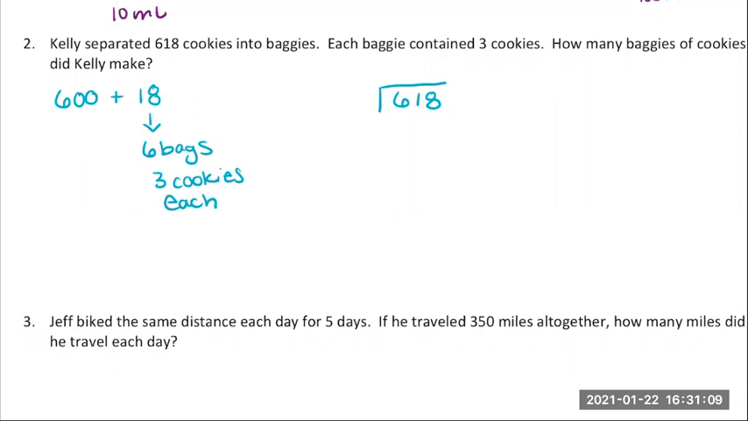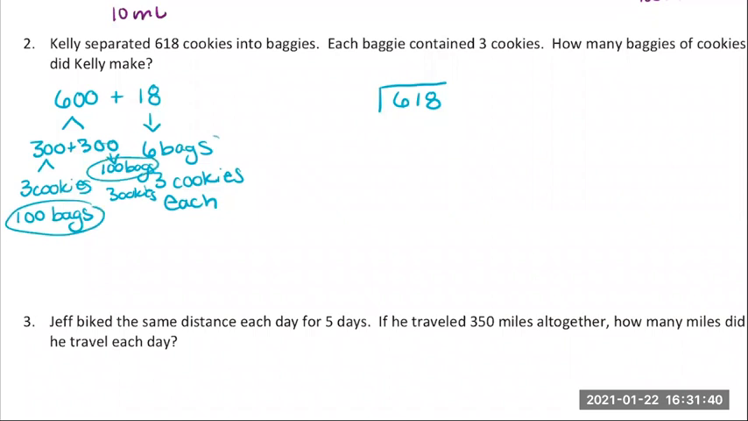We could break up our 600 into 300 and 300. And then we know with 300, that would be 3 cookies, 100 bags with 3 cookies in each. Okay, so that gives us 100 bags, 100 bags, and 6 bags. So total, we would have 206 bags. So let's divide it out and just double check.